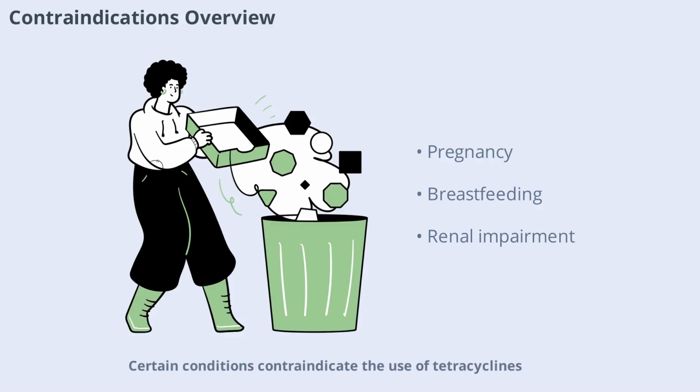Certain conditions contraindicate the use of tetracyclines. These include pregnancy, breastfeeding, renal impairment, hepatic disease, and systemic lupus erythematosus. Understanding these contraindications is vital for patient safety and preventing serious adverse outcomes.